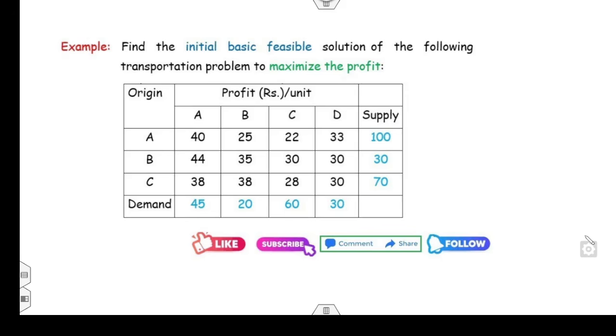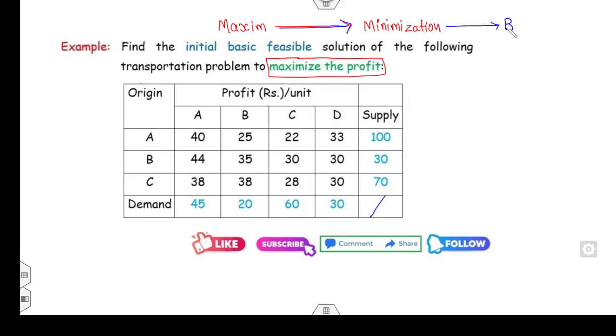Find the initial basic feasible solution to maximize the profit. You can see your target is maximization. So firstly convert it into minimization. How can you convert to minimization? Whether it is balanced or not, we will check later. Firstly, we convert the maximization into minimization, and then we will check whether it is balanced or unbalanced. Is it clear?